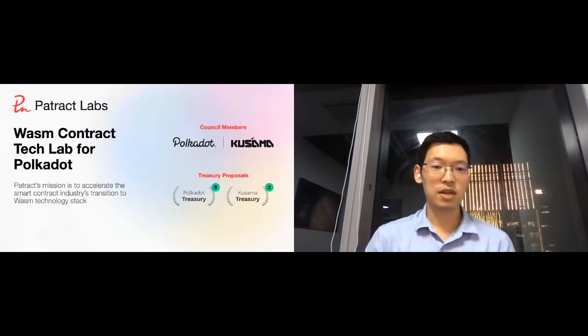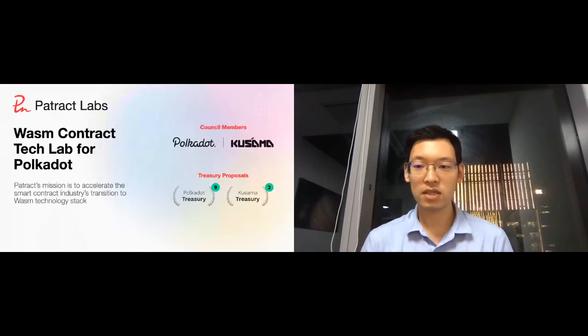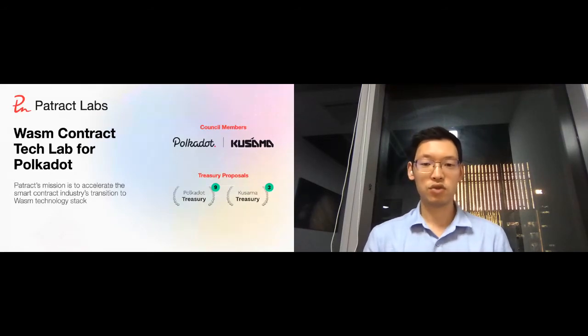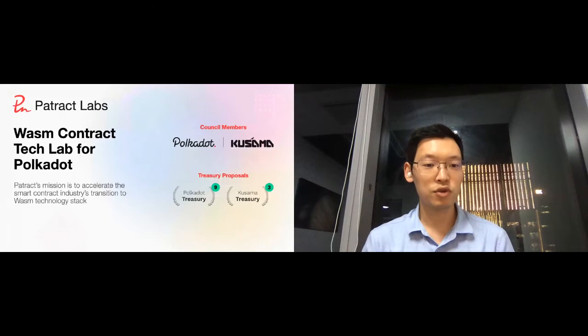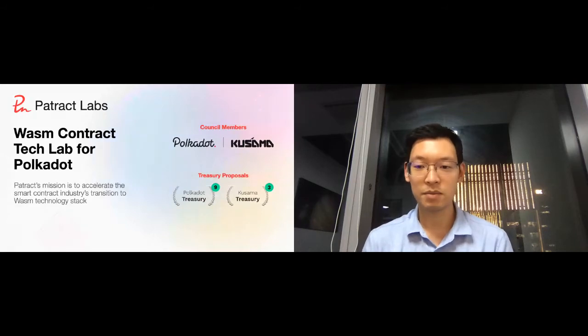Let me introduce Patract Labs first. We are a tech laboratory that provides solutions for the Polkadot WASM contract ecosystem. We hope to accelerate the transition of the smart contract industry to the WASM technology stack. As a member of Kusama and Polkadot consorts, we provide infrastructure level support of tools and services to the community, and ZK is an important part of it.